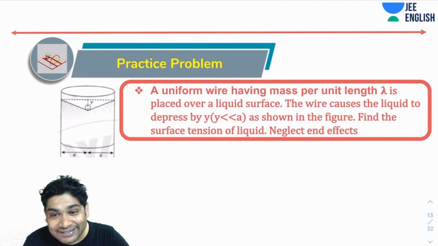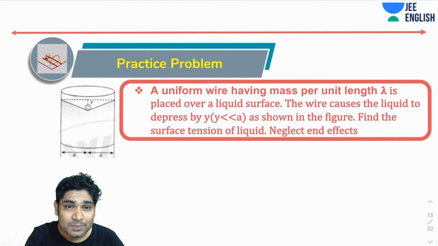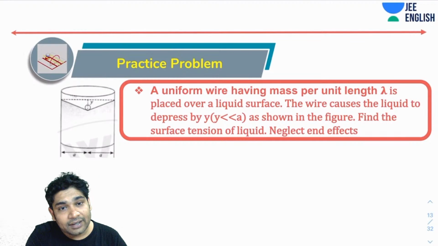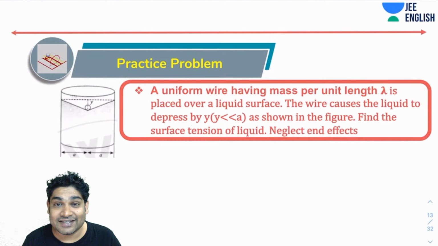Okay, so Rohit says lambda g over 2y. Let's check if that answer is correct. All right, lambda g over 2y, that seems to be correct. Very well done. Yes, that is the correct answer. Very well done again, Rohit.